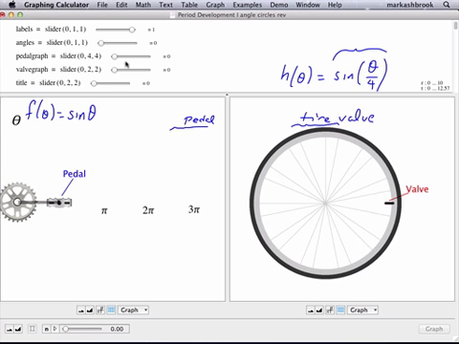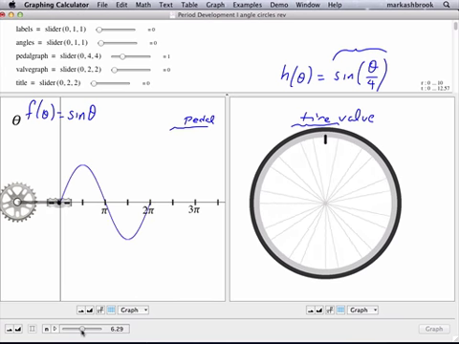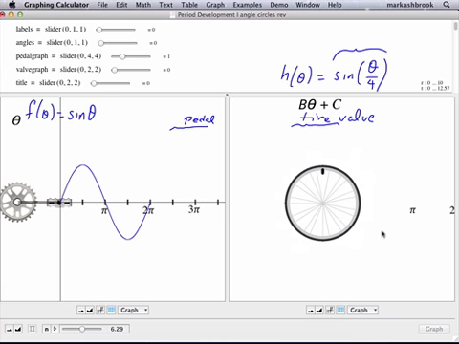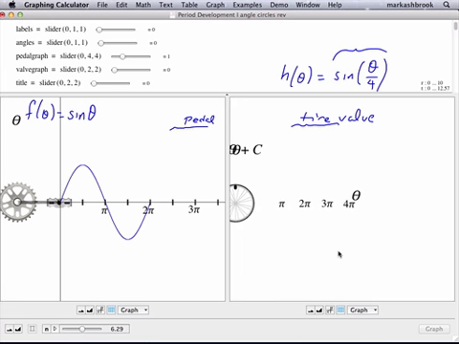So the sine graph will start where? At 0 or 1? And in one rotation, it'll do one cycle, which is 2 pi. How much of the cycle does the tire valve do when theta goes from 0 to 2 pi? Yeah. So the question is, what will the period of this be? The period will be pi over 2?